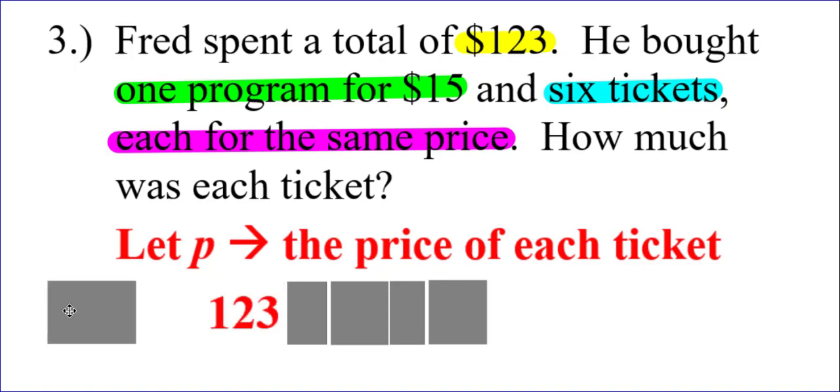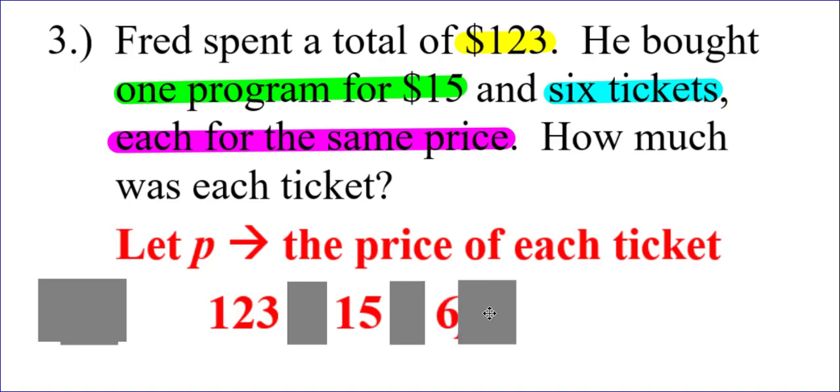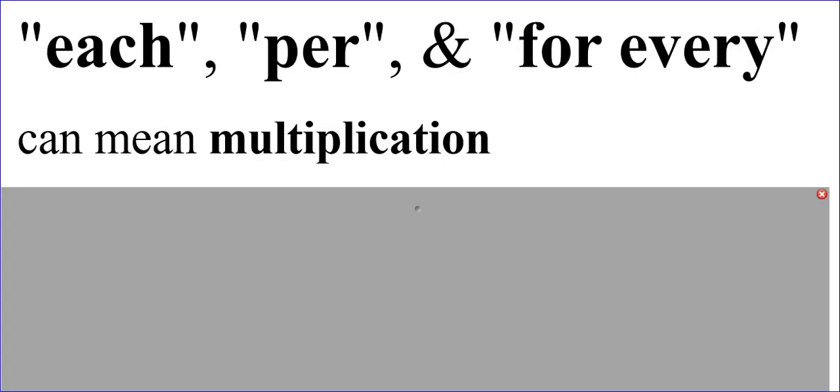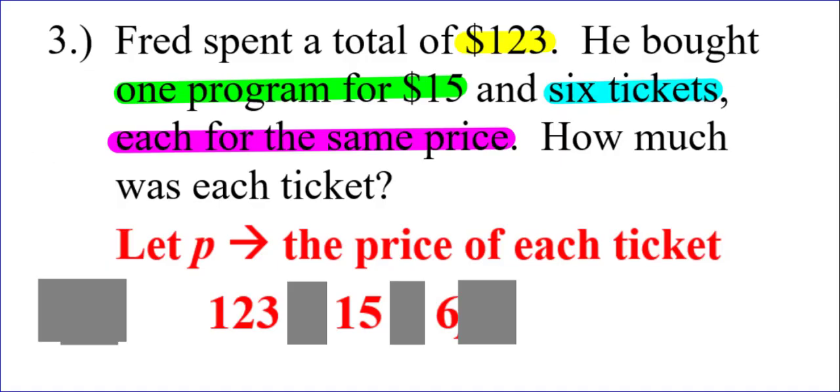123 means 123. One program for $15 would be 1 times 15, but that's really just 15, so we'll write down 15. 6 tickets, as I've highlighted in blue. Well, 6 means 6. But then it says each for the same price. Here's a reminder. The word each, the word per, or the phrase for every, those words often mean multiplication. So when it says 6 tickets each for the same price, that's going to be 6 times whatever that price is.